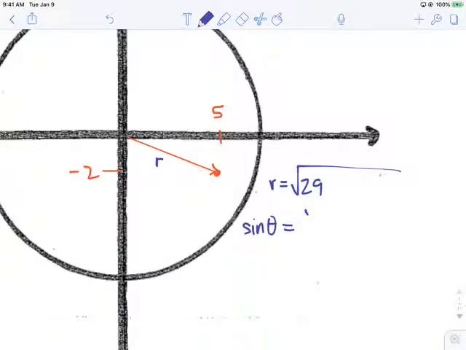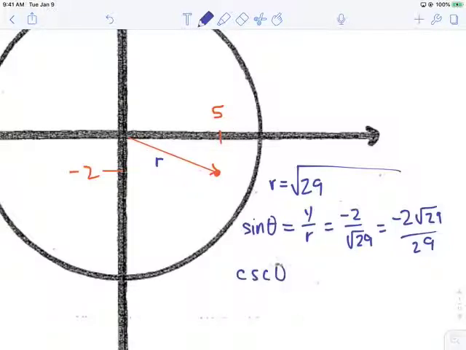Sine of theta, well, that's y over r. Y is -2, r is square root 29, so that's -2 root 29 divided by 29. Right? So that's all it is. I'll do cosecant with you. Well, that's just r over y. You can choose which one you want to do now. It would make sense to flip this one, right? So this is -root 29 over 2. Right? So we're good with that?